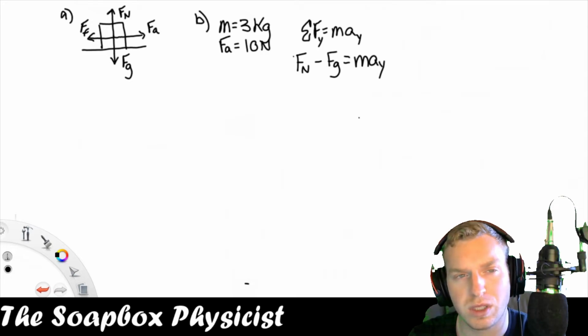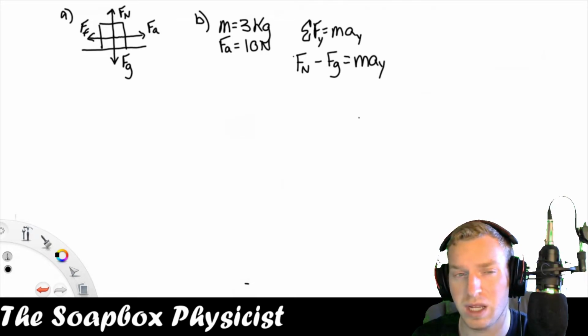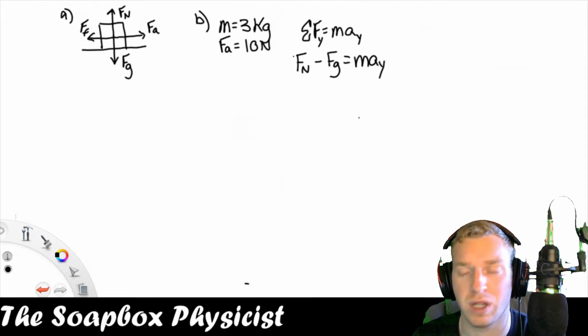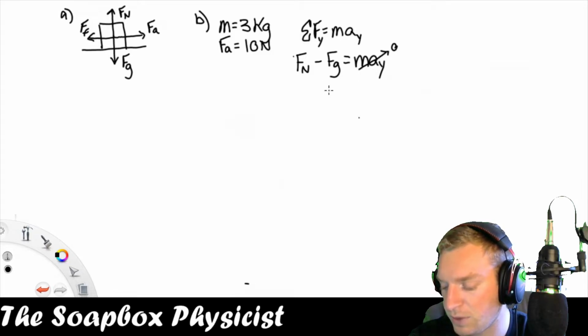So you should notice that, hey Mr. P, you said this box is at rest, so if it's at rest we should have no acceleration on it. That's absolutely true. So this whole term, if acceleration is 0, goes to 0. And then we can add Fg over and say F sub n is equal to F sub g.